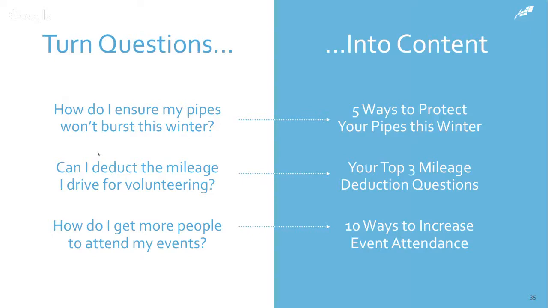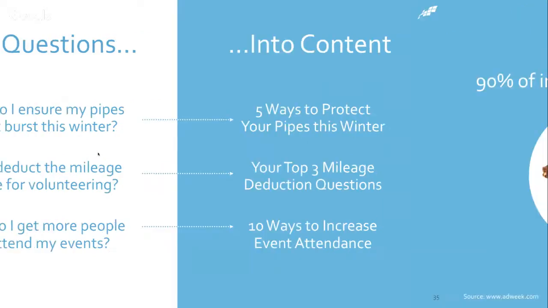People seem to love numbers in subject lines. It just gives them an easy way to gauge how much content they're in for. 5 ways to protect your pipes this winter? Perfect. I can handle 5. I've got enough time for that. 3 mileage deduction questions? Okay, got it, great. Top 10 ways to increase event attendance? It's a little bit deep, but I can handle that. I could use 10 new ways. So it gives people a super easy way to gauge what kind of content they're in for.